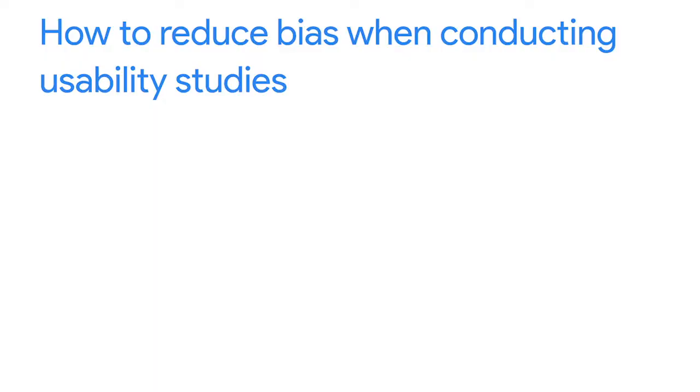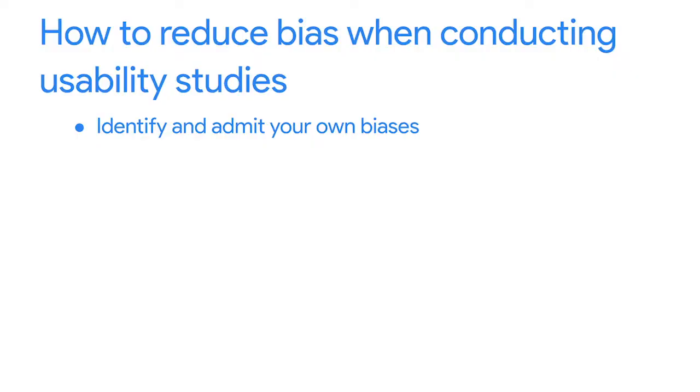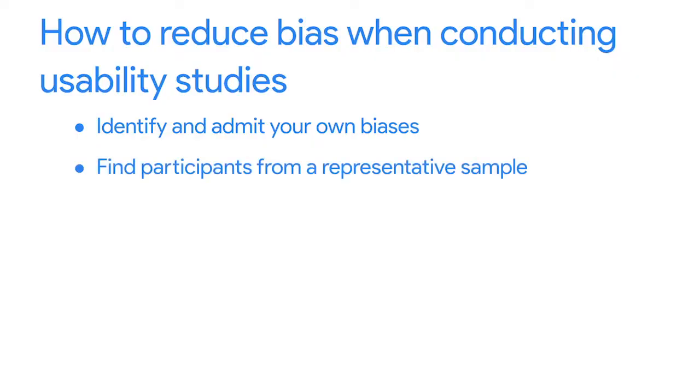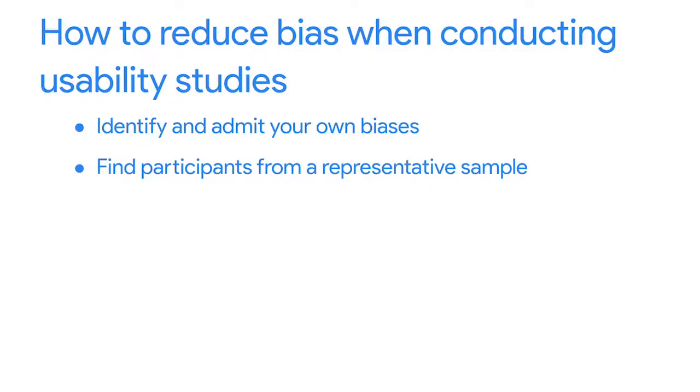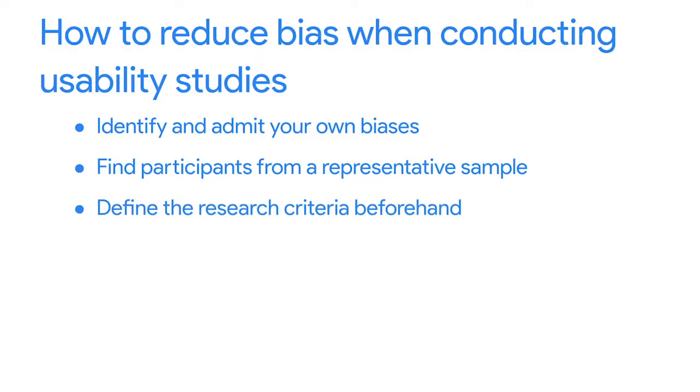So how can we reduce bias? Well, the first step you can take to reduce bias when conducting a usability study is identify and admit your own biases. So, besides identifying them, what else can we do to avoid biases? Find participants from a representative sample. The small group of participants you conduct your usability study with should represent your key user group, as well as user groups that are often marginalized. Next, define the research criteria beforehand.